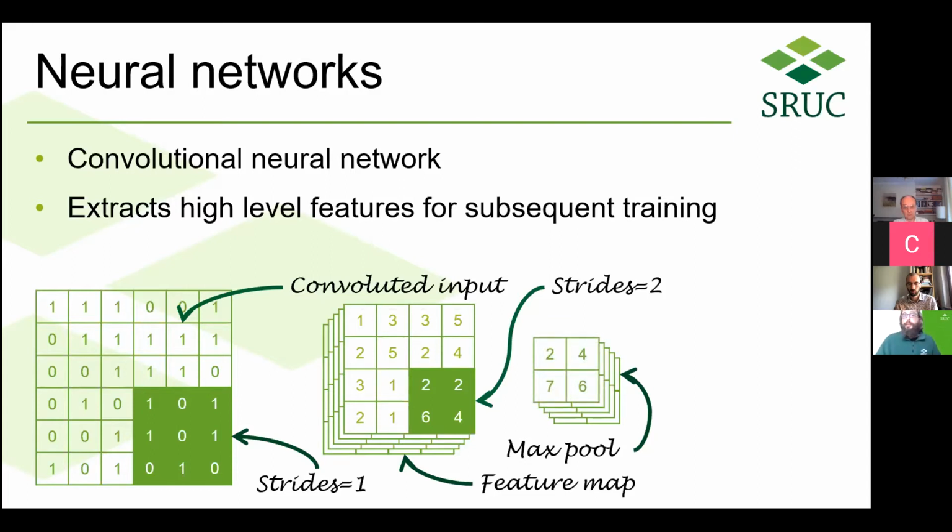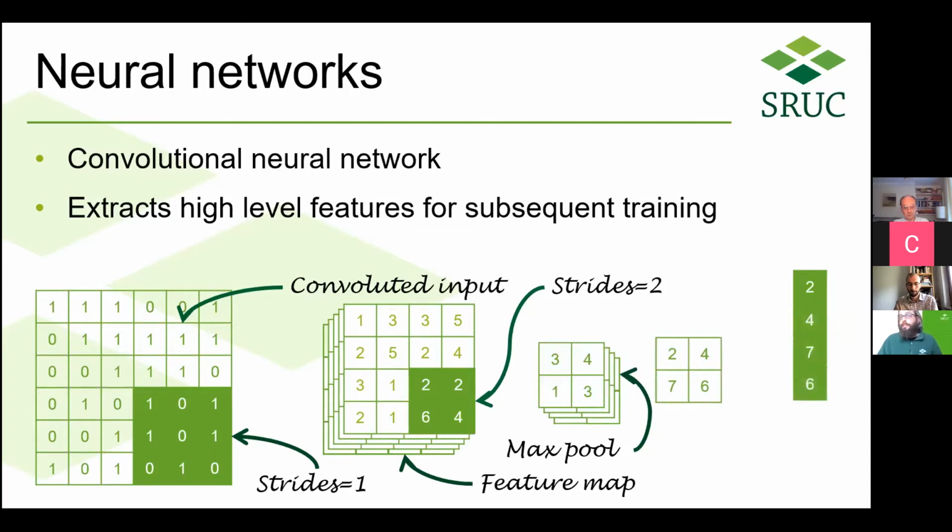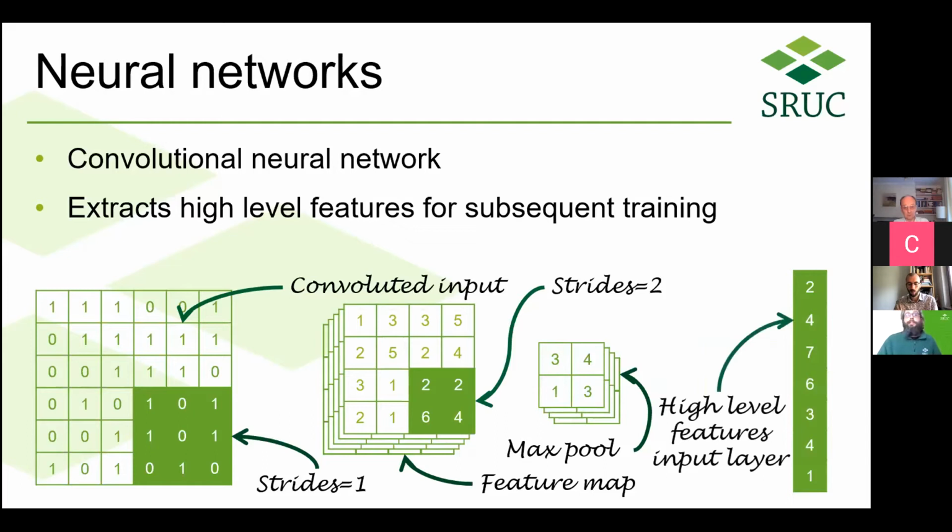Once we have our feature maps, we can use these to create, in this case, a vector of integers. You can see in this example, we've gone from a matrix of zeros and ones to a vector of integers. And basically these features are now higher level than our original features.